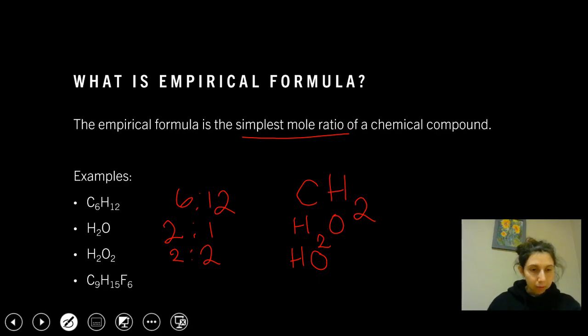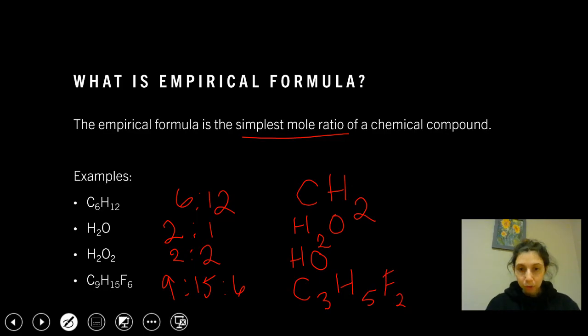And lastly, we have C9H15F6. So we have 9, 15, and 6. All of these numbers can be divided by 3. So we can change this to C3. 9 divided by 3 is 3. H5, 15 divided by 3 is 5. And F2, 6 divided by 3 is 2. So we can simplify C9H15F6 to C3H5F2.